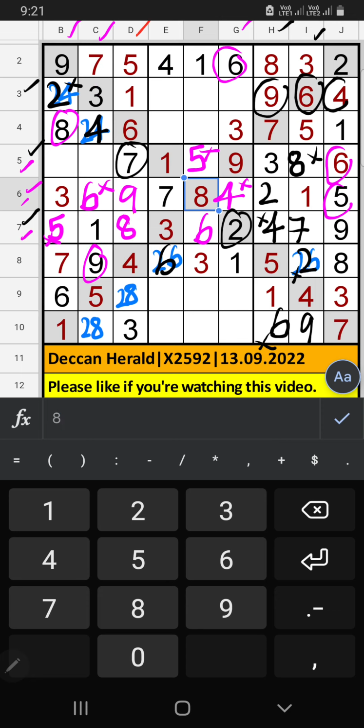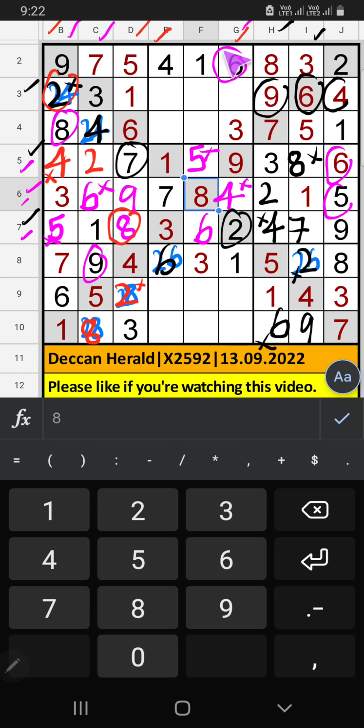Column D, we have 8. So 8 can't come in the cell, 8 is confirmed here. Then 2 is here. 5th row, two numbers are remaining, 2 and 4. Column B, we have 2. So 2 can't come in the cell, 2 is confirmed here. Then 4 is here.